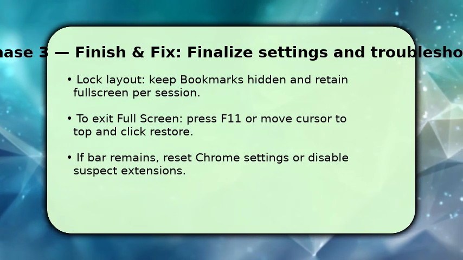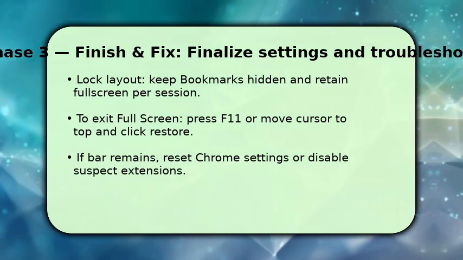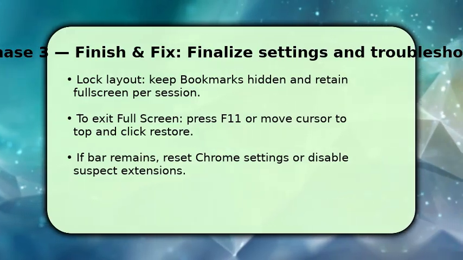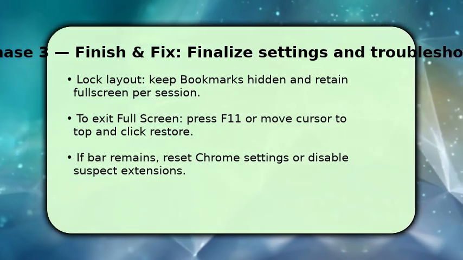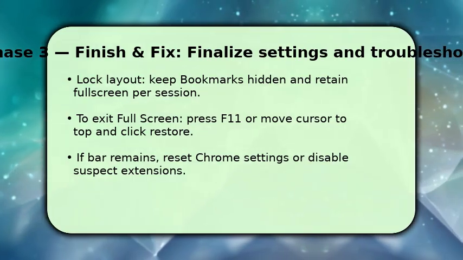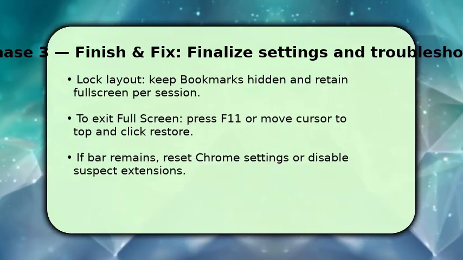To return to normal, press F11 or move the cursor to the top and click the Restore control. If the top bar still appears, troubleshoot by disabling extensions one at a time, then reset Chrome settings to defaults. This clears custom UI overrides. If problems persist, restart your machine and check for OS-level window manager settings that might force a title bar.